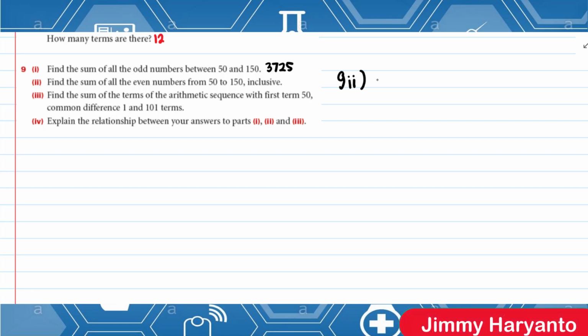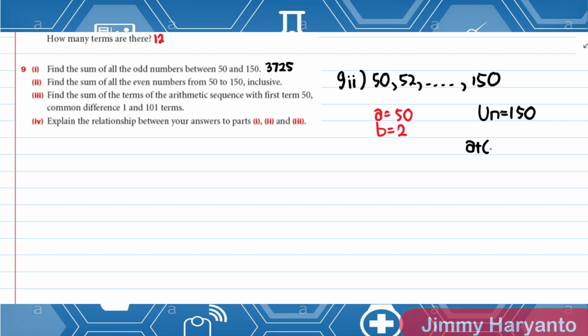Next is 9ii. For 9ii is the same, even numbers, yeah. Now it's even numbers and 50 and 150 inclusive. So 50 will be involved, 52, after that 150. Like the previous numbers, we can tell that a equals 50, and then the difference will be 2, and then Un equals 150. The formula for Un is a plus (n minus 1) times difference equals 150. The a is 50 plus (n minus 1), we don't know yet, times 2 equals 150.